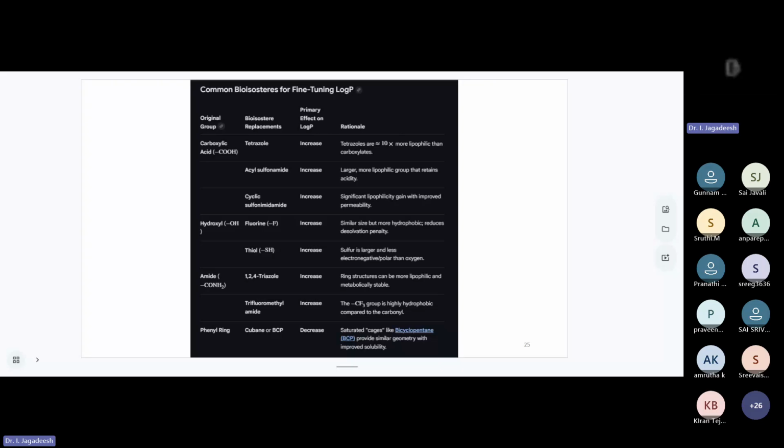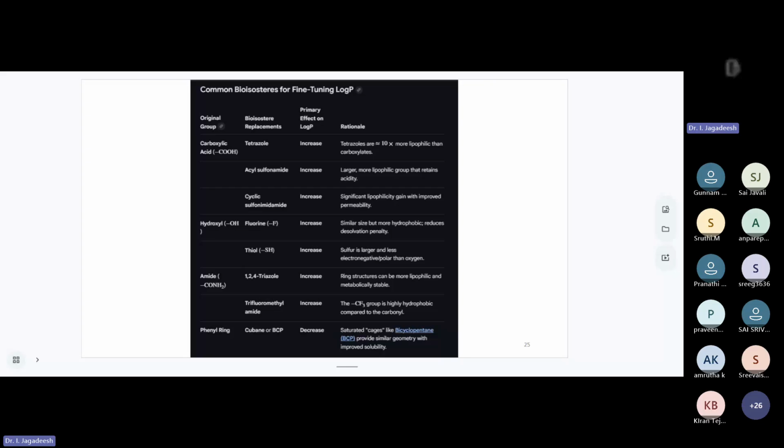Similarly, if you are replacing carboxylic acid with acyl sulfonamides, that increases the log P value. Similarly, cyclic sulfonamides will also increase the log P values in place of carboxylic acid, if you want log P value manageability with the corresponding bioisosteres. Similarly, you can replace hydroxyl group OH with fluorine. That will increase the log P value because it is smaller in size, but it is hydrophobic in nature and does not have a hydrogen bond donor effect when you replace OH with fluorine.